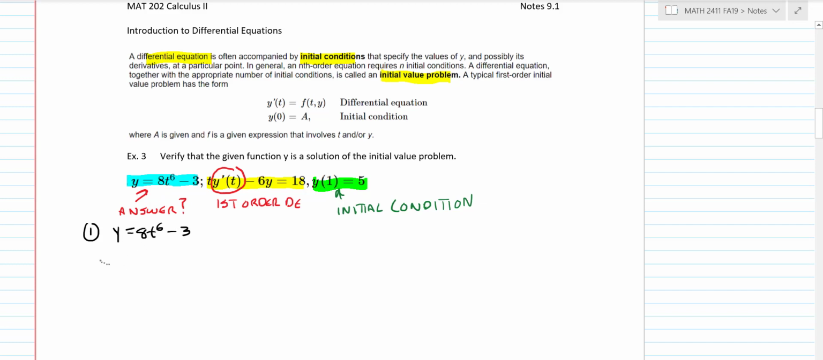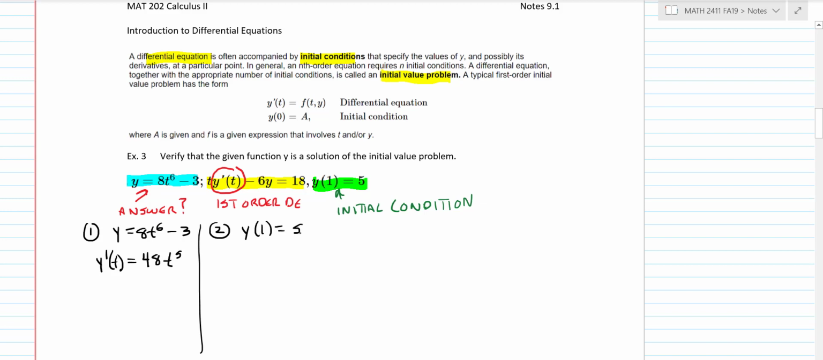And then let's find y prime of t. Okay, so we got to do the first derivative, because the differential equation has the first derivative in it. So that is going to be just 48 t to the fifth power. So that's what's going to get plugged in for y prime of t. Okay, but what we want to do on this too is work with this condition y of 1 is equal to 5.